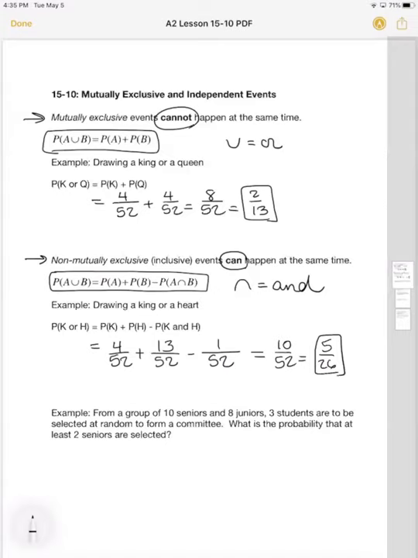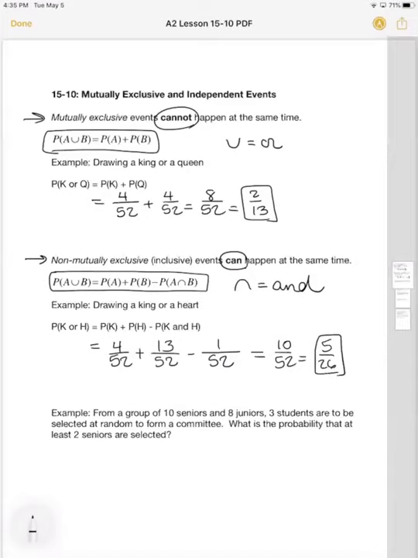Now, let's talk about this last example. This last example is more complicated. It is a mutually exclusive event, and so we don't have to worry about subtracting the overlap. But let's look at it. From a group of 10 seniors and 8 juniors, 3 students are to be selected at random to form a committee. What is the probability that at least 2 seniors are selected?